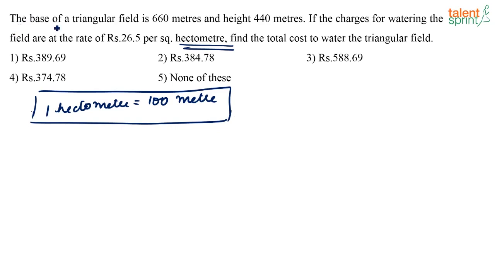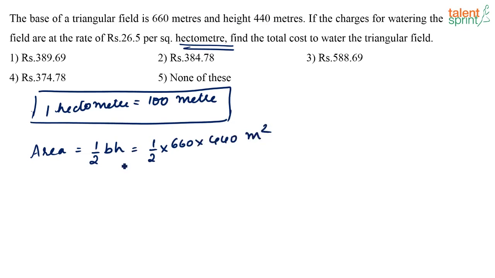What is given here? The base of a triangular field is 660 meters and height is 440 meters. If the charges for watering the field are at the rate of rupees 26.5 per square hectometer, find the total cost to water the triangular field. So, what is the area of the triangular field? Area of the triangular field is equal to half into base into height. Here I am given what the base is and what the height is, right? So that is nothing but half into 660 into 440 meter squared.